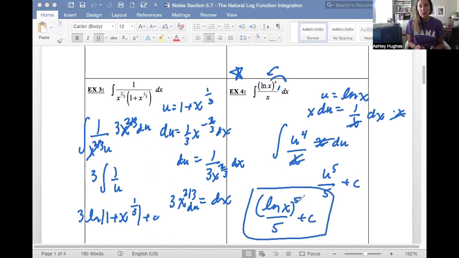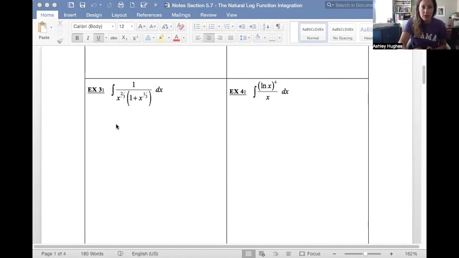Because if I took the derivative of this, the 5 would pull down, the 5s would cancel, and then you have natural log of x to the fourth times 1 over x. And so we're going the exact opposite of that. So you're dividing by the derivative, that goes away, and then increasing the power by 1 and dividing by that new power.